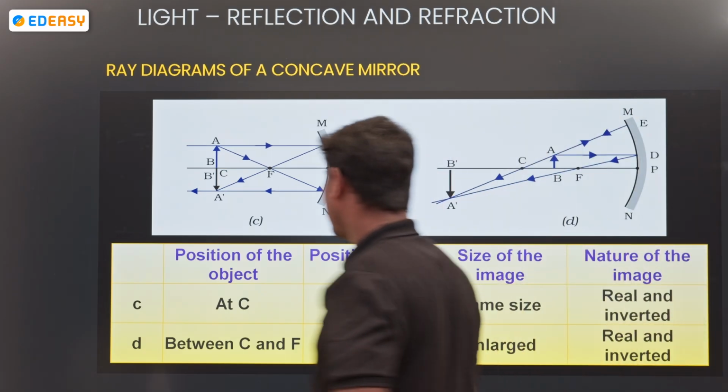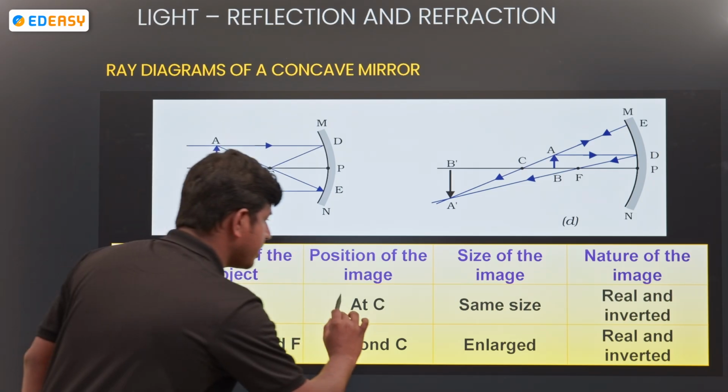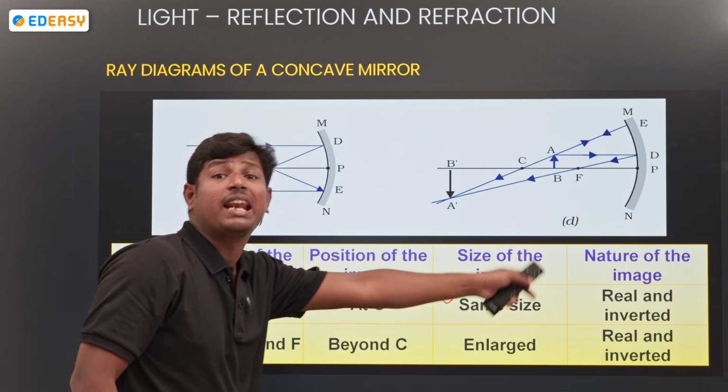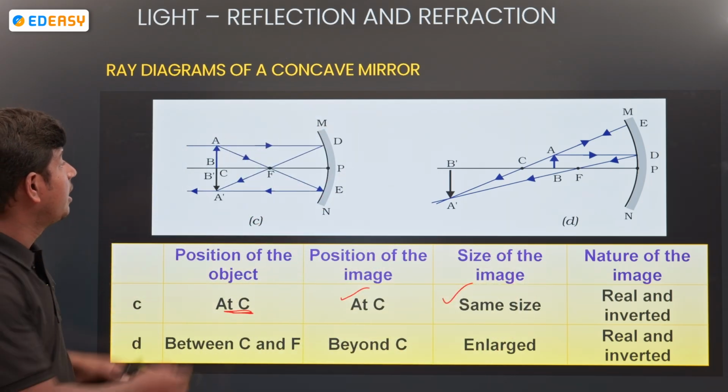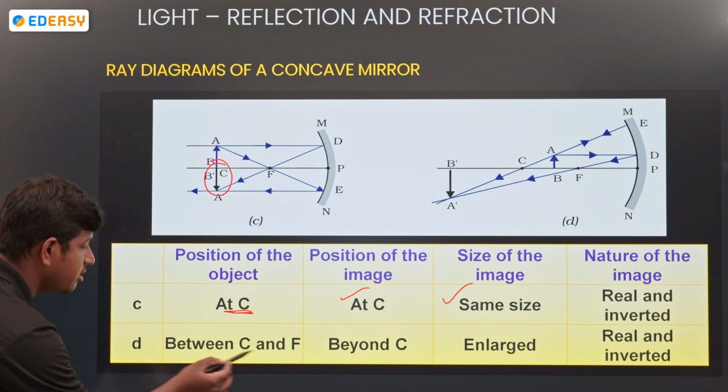Okay. Look here. Object at C. What is the position of the image? At C only. What size? Same size. What is the nature? Real and inverted. Look at the diagram. Inverted image.